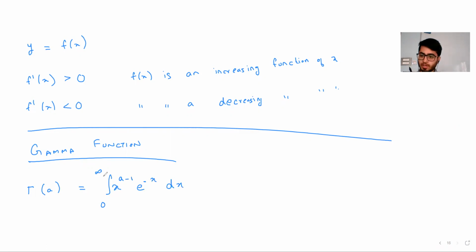Now there are a few properties which a gamma function has. All of these are given in actual tables, and these can be derived as well. The first one is gamma a is nothing but a minus 1 into gamma of a minus 1.